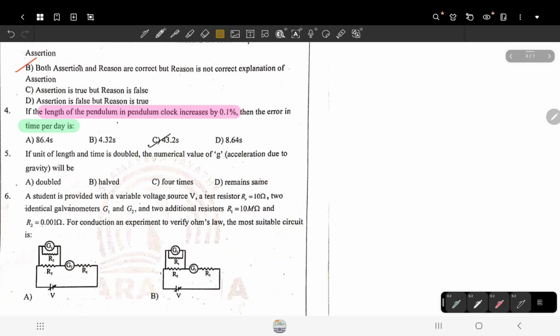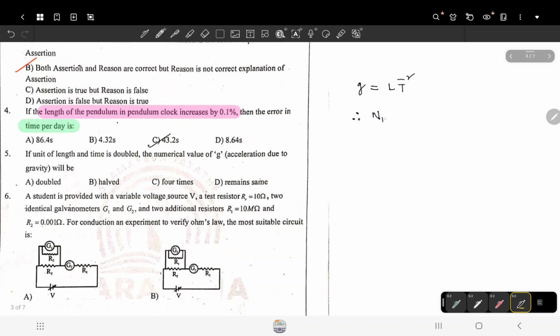Right. So fifth one: if the unit of length and time is doubled, the numerical value of g. Let's solve it. Normally we know g is acceleration, with units meter per second square. Therefore I can write it as LT power minus 2. Now we have to change the units.